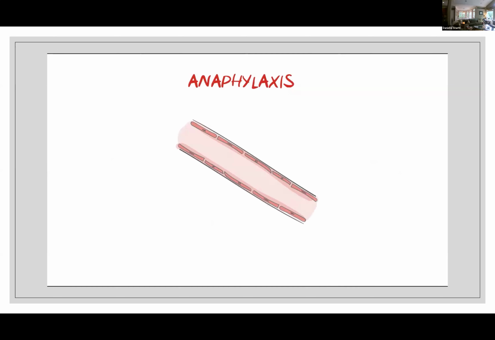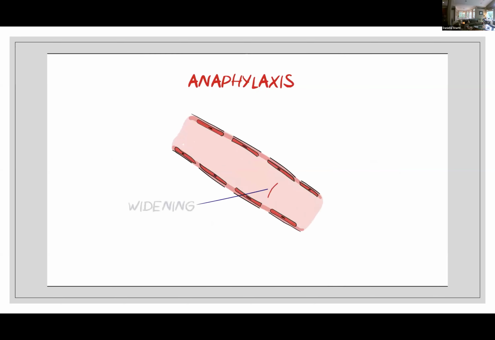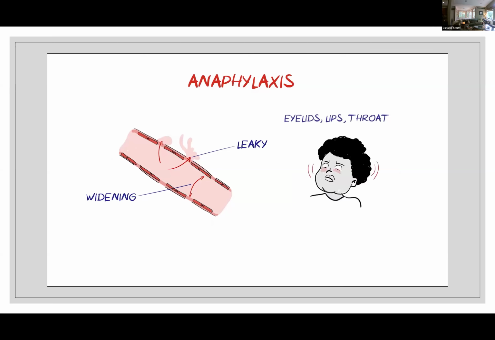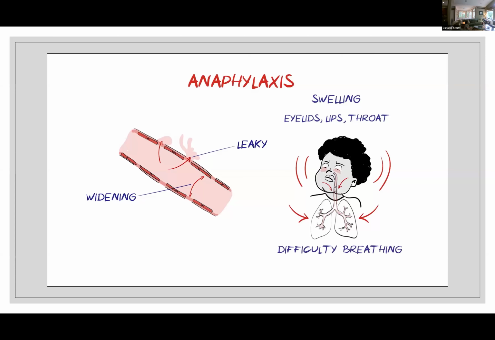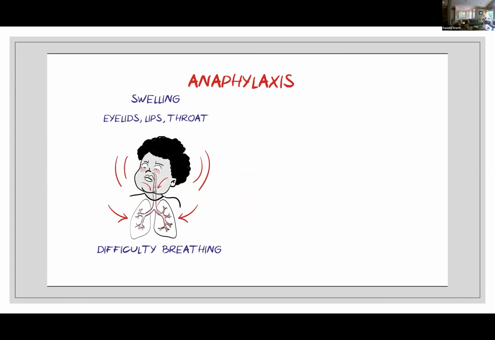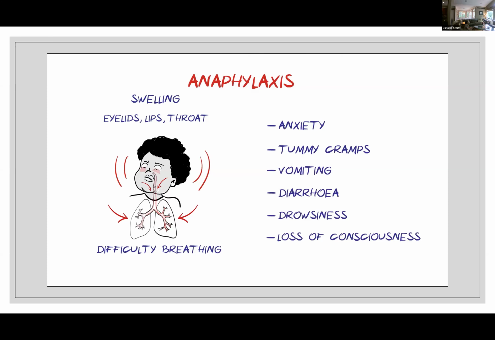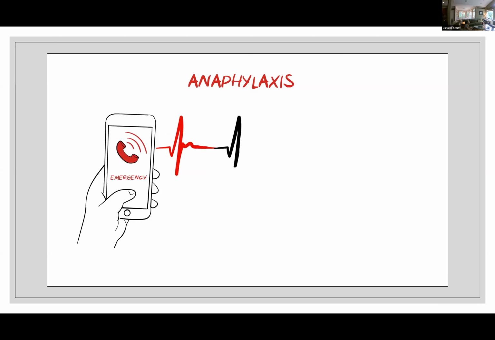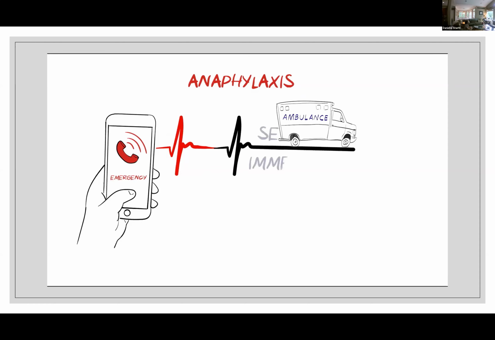In anaphylaxis, an extreme reaction of the immune system leads the blood vessels to widen and become leaky, dangerously lowering blood pressure. The eyelids, lips, or throat can swell up, and the airways can tighten, leading to difficulty breathing. Other effects may include anxiety, tummy cramps, vomiting, diarrhea, drowsiness, and loss of consciousness. Anaphylaxis is a medical emergency that can be fatal if not treated promptly, so it's important to seek help immediately.